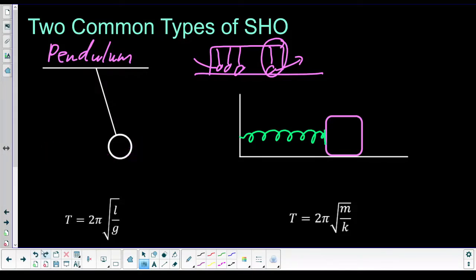So that's our first type of simple harmonic oscillator. It goes out, it comes back, it goes out again. The second type, I don't think this has a nice name for it. It's not a pendulum, but it's just a mass on a spring. Hopefully this is frictionless.